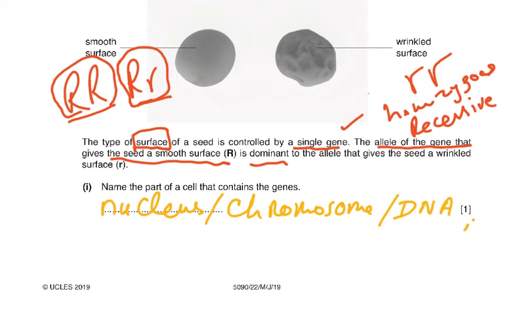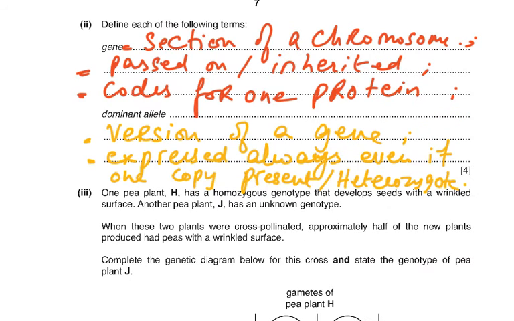Any of this was correct. Then part two says define each of the following terms. That's a very direct question. Gene is a section of a chromosome which is passed on or inherited and codes for one protein. So any three, you could have given me any two out of these. Section of a chromosome, passed on, or if you said inherited, and codes for one protein. So we say gene for pepsin, or gene for insulin, but we can't say gene for enzymes because enzyme is a very broad category. There are millions and millions of enzymes inside every organism.